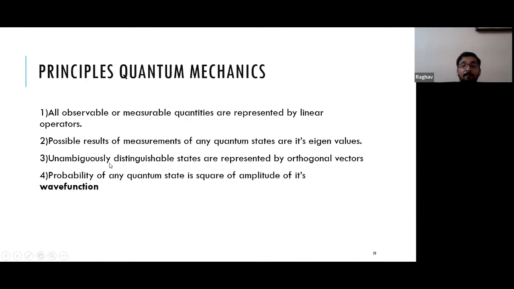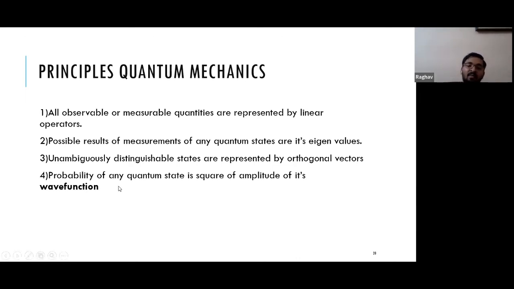And third, we use orthogonal vectors because they are distinguishable. The two quantum states like up spin and down spin are distinguishable because they are represented using orthogonal vectors. And the fourth one is that the probability of any quantum state is the square of the amplitude of its wave function.